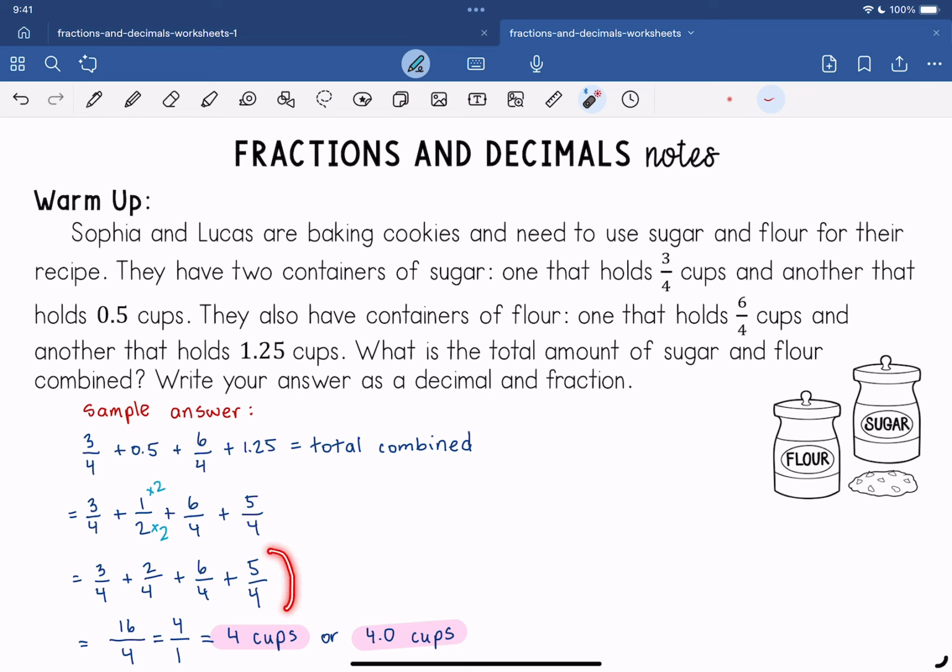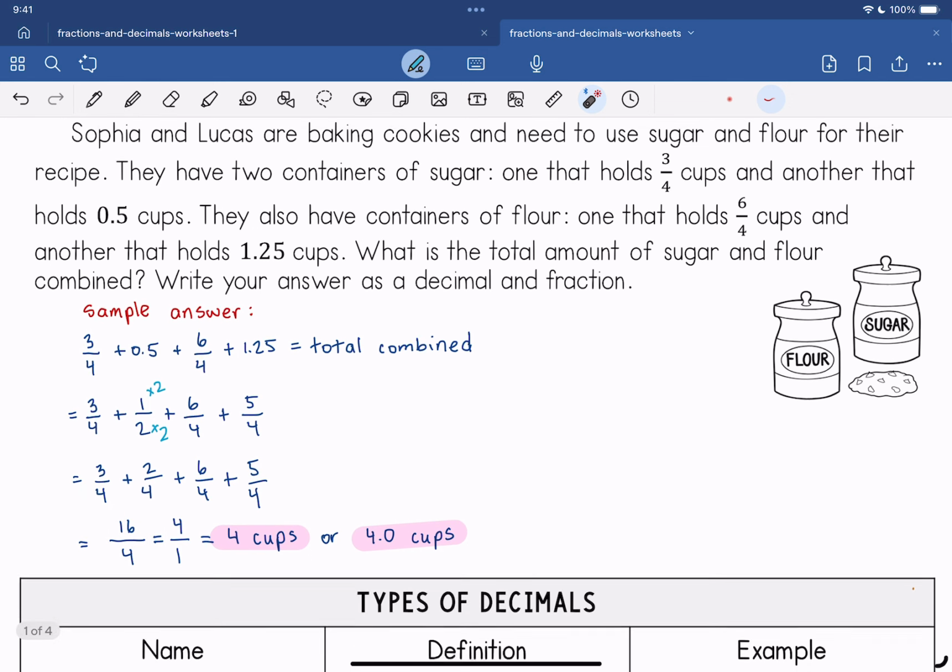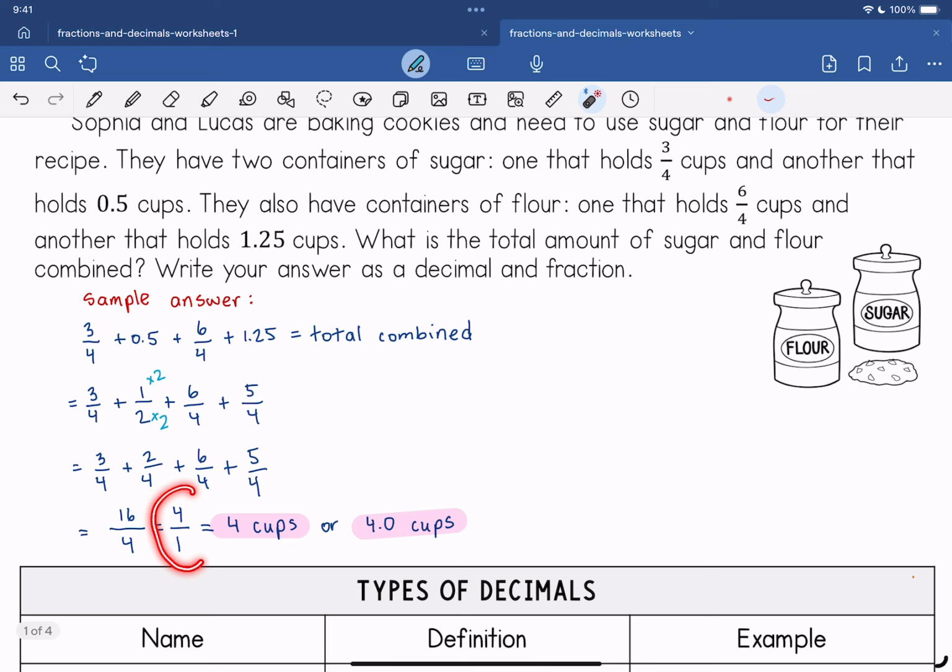Once the denominator is the same, which is 4, you can just add the numerators together, which is equal to 16. And when you simplify that fraction, 16 over 4, it equals 4 over 1, which is equal to 4 cups, or 4.0 cups.